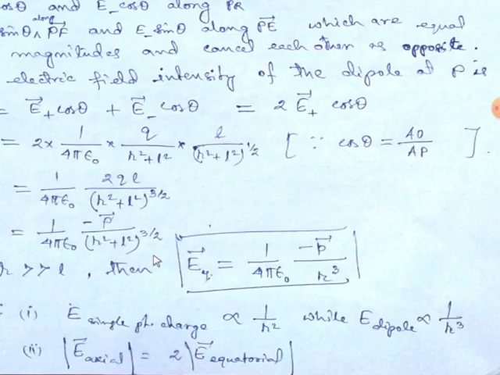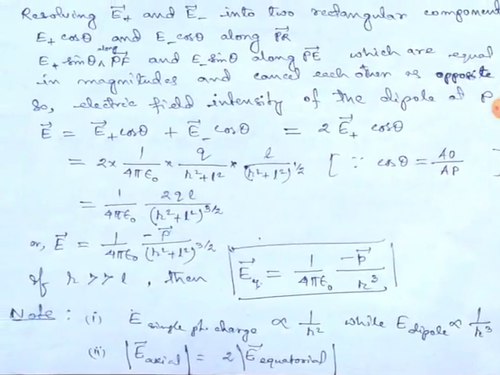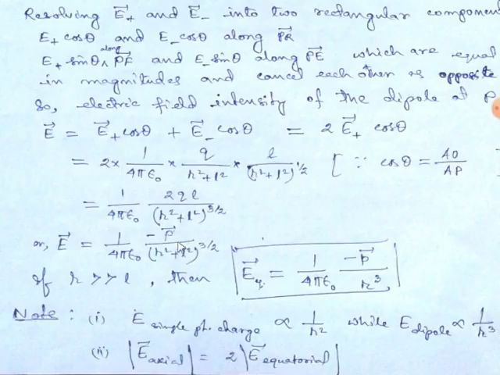If R is very much greater than L, as we did in the previous one, then L square is very much smaller than R square, so L square can be neglected when compared with R square. So this will be R square whole to the power 3 by 2 only. The square and the square root will cancel, and R cube will be there. So in this case also, your E equatorial will be equal to 1 by 4 pi epsilon naught times minus P vector by R cube, right?